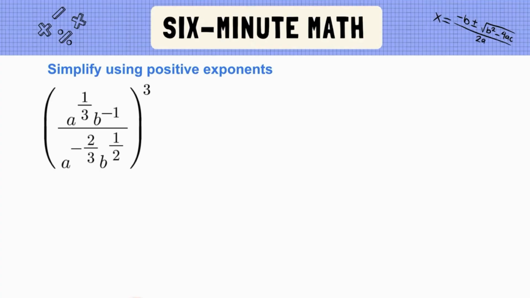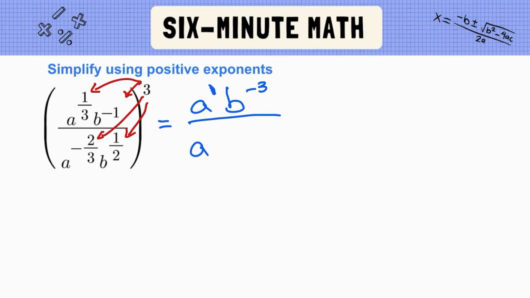Let's simplify this next example. Here I'm going to use my power of a power and multiply that cube into each specific variable in my brackets. 1/3 times 3 is just a to the 1. Negative 1 times 3 is b to the negative 3. Negative 2/3 times 3 is going to be a to the negative 2. And 1/2 times 3 is going to be b to the 3 over 2.